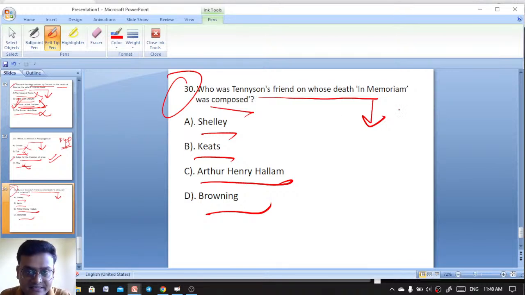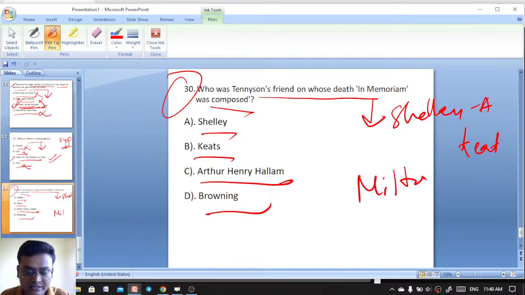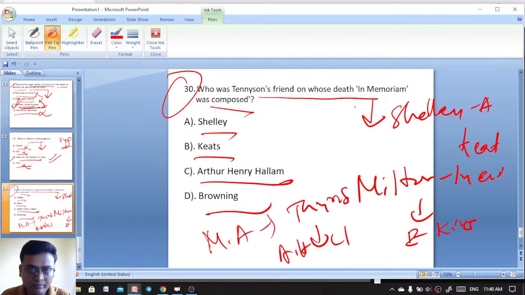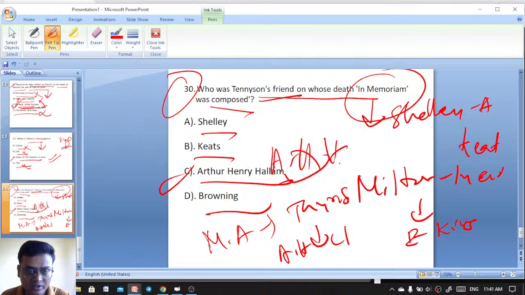So Shelley wrote Adonais on the death of Keats. Milton wrote Lycidas on the death of Edward King. Matthew Arnold wrote Thyrsis on the death of Arthur Hugh Clough. Tennyson wrote In Memoriam on the death of Arthur Henry Hallam, AHH. Okay, Arthur Henry Hallam.